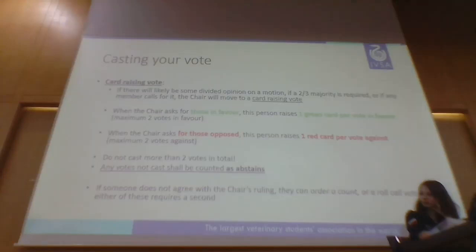You're not allowed to cast more than two votes in total, and any votes not cast shall be counted as abstained. If someone does not agree with the chair's ruling, they can order a count on the roll call vote, and either of these requires a second. For example, if we raise the cards and you don't think the chair counted correctly, you are allowed to ask for a roll call vote, and in that case we will call each MO up individually and they will cast their votes.